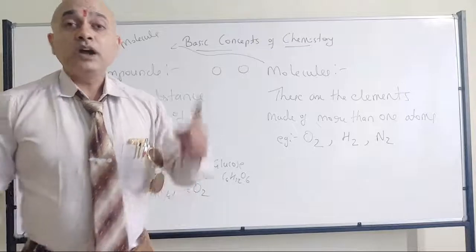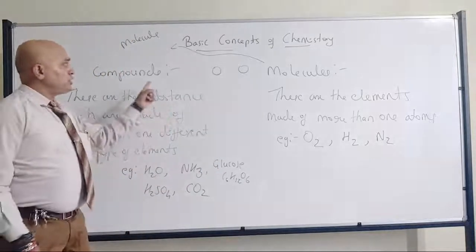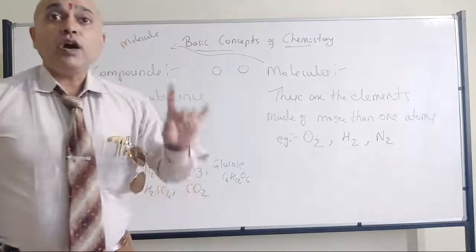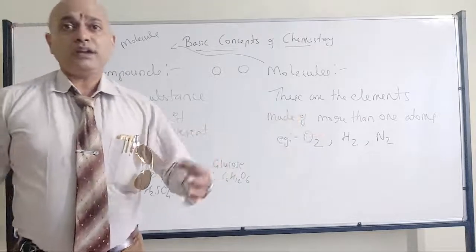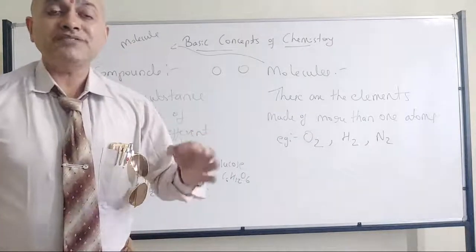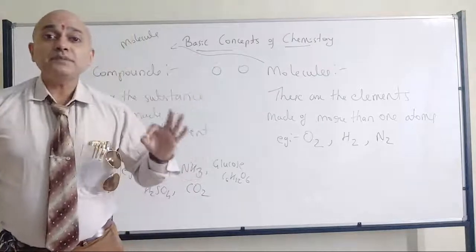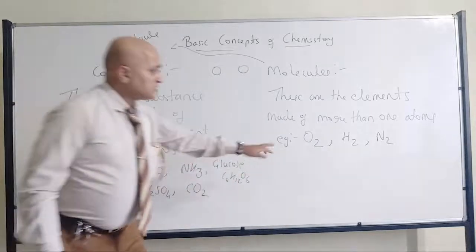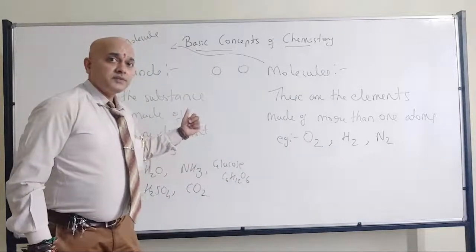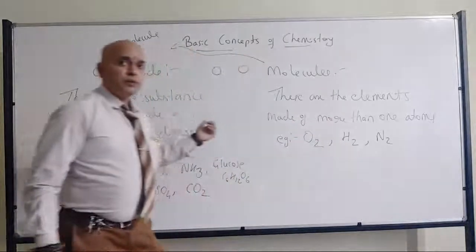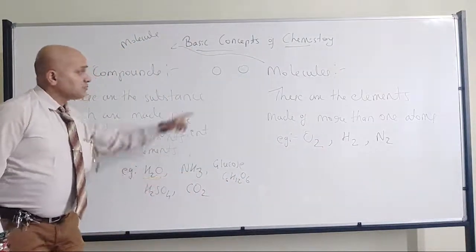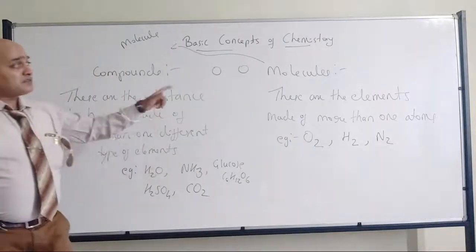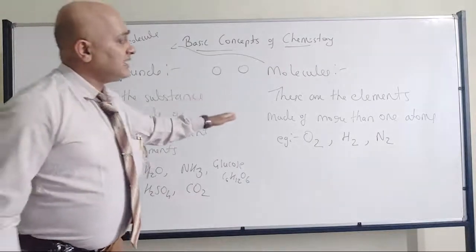Whether I am clear? All the compounds should be molecules because they will be made up of more than one type of atoms. But all the molecules may not be compounds because for a compound it specifies that it should be different types of elements only. Whether I am clear? Fine. So we cannot call this one a compound. We cannot call this one a compound. But we can call this a molecule. Ammonia molecule. Glucose molecule.